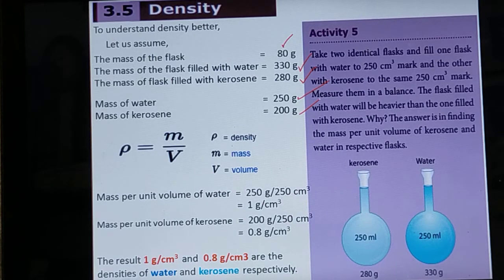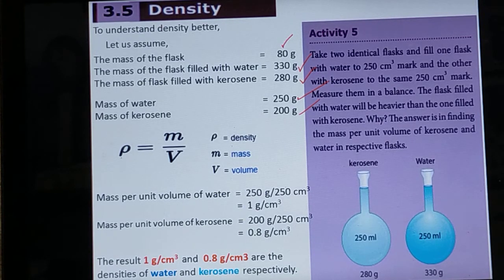From this we come to know that water and kerosene have different density values. Listen, the formula to calculate the density is rho equal to m by v. This is the formula to calculate the density of a given unknown liquid.